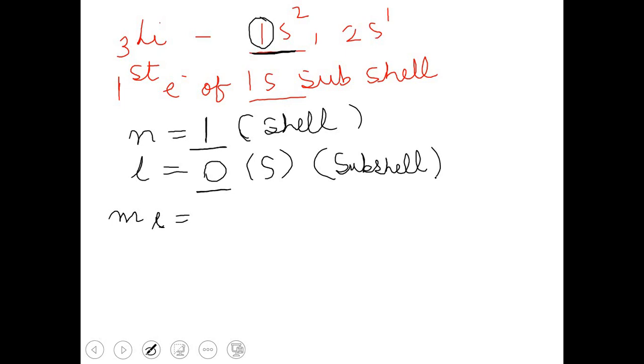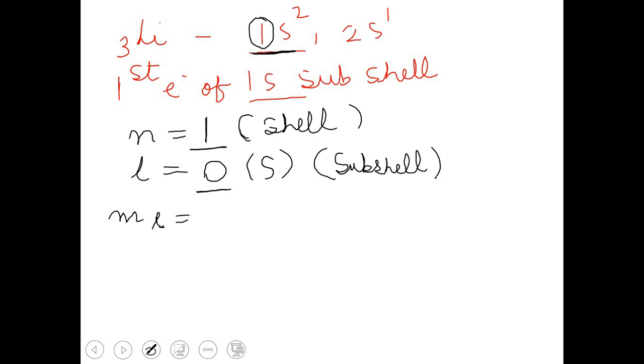So children, always remember the value of ml depends on the value of L, and it can have the maximum values equal to 2L plus 1. Everything I have uploaded in my previous videos. So if we write the values of ml, I told that the values of ml depend on the value of L, and the maximum values will be equal to 2 into L plus 1.